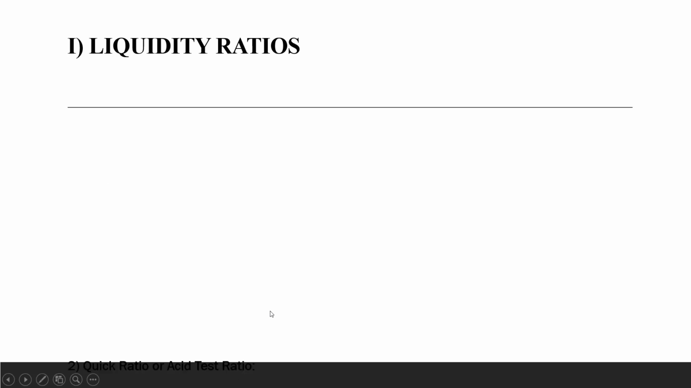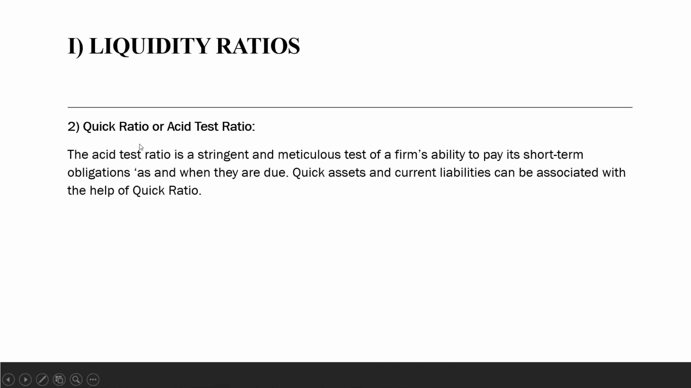Now the next point is the quick ratio. Quick ratio is also known as the acid test ratio. This is a different name for the quick ratio. Let's see what it is. Quick ratio, or acid test ratio, is the same as the current ratio, but in the case of quick ratio, the quick assets are compared with the current liabilities.